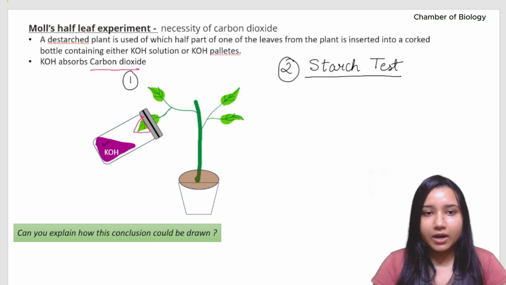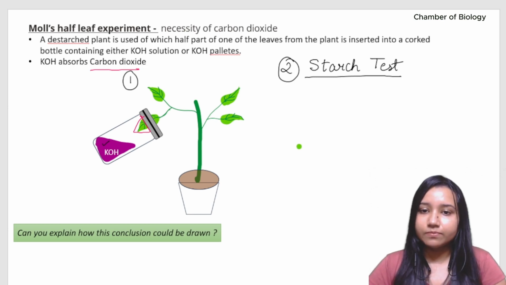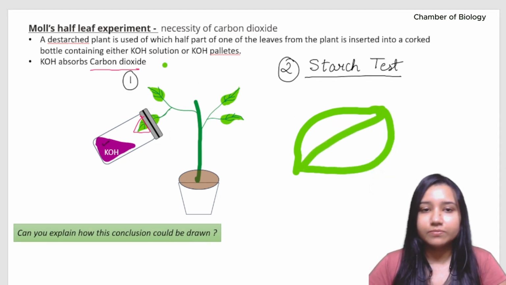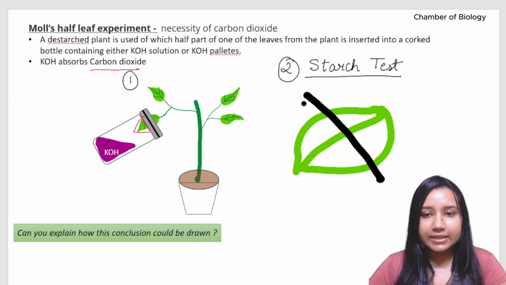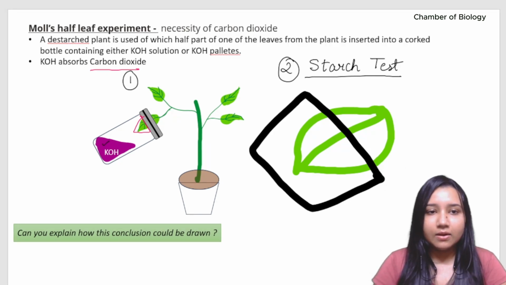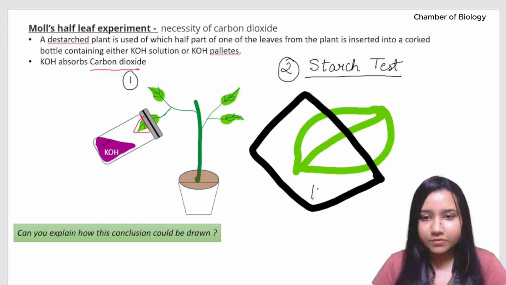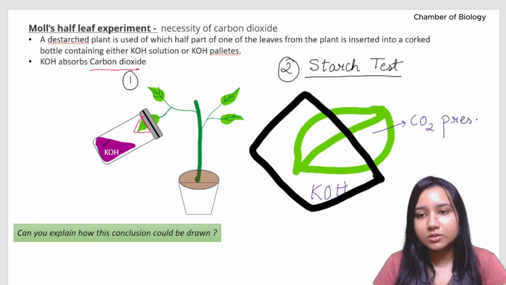So let's say if we are going to do this experiment, okay? After this is happening, we have kept it in the sunlight. And now let's say we are going to do the starch test, okay? So this is the half portion of the leaf. This half is inside the KOH, okay? So this is under KOH, this front portion. But the outside portion is having carbon dioxide. So CO2 is present here. We can write here CO2 is present. It is not being absorbed.